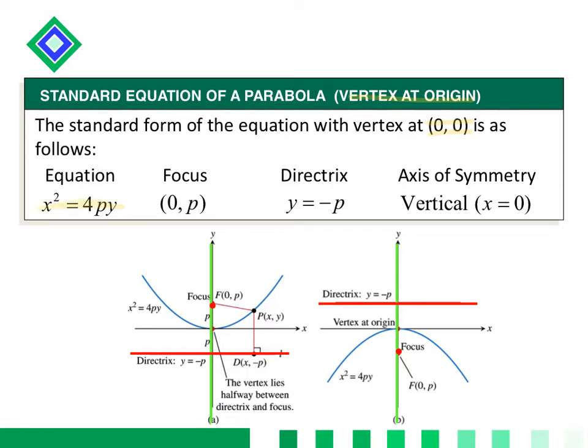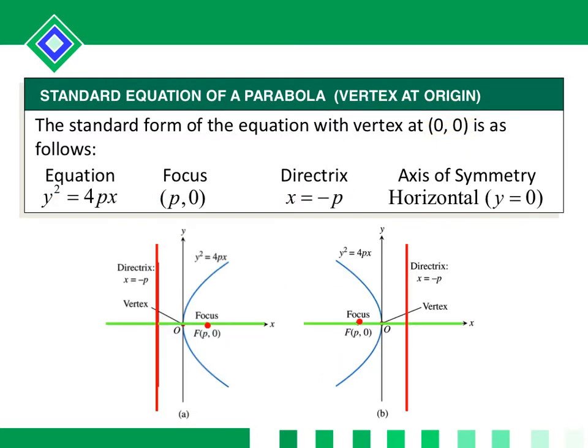You can see here we have x squared equals 4py, and the focus will be located at (0, p). The directrix is y equals minus p, and the axis of symmetry is at x equals 0. You can see how the graph looks like. It can open up if p is positive. It can open down when p is negative.